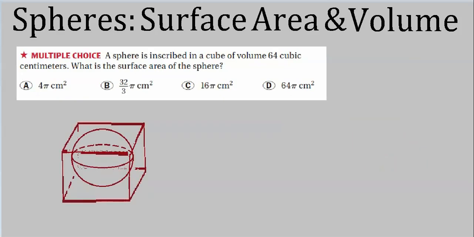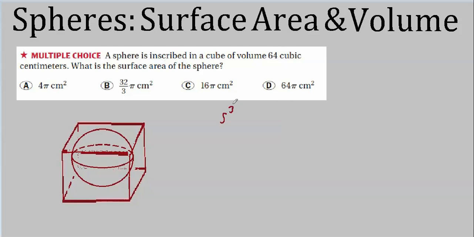And here we just have to figure out a couple of things. They actually gave us everything we need to answer the question. But it's not immediately obvious, is it? Let's see here. We've got a sphere inscribed in a cube of volume 64 cubic centimeters. Well, I think we'd be better off if we knew the side lengths. Well, what would the side lengths be?